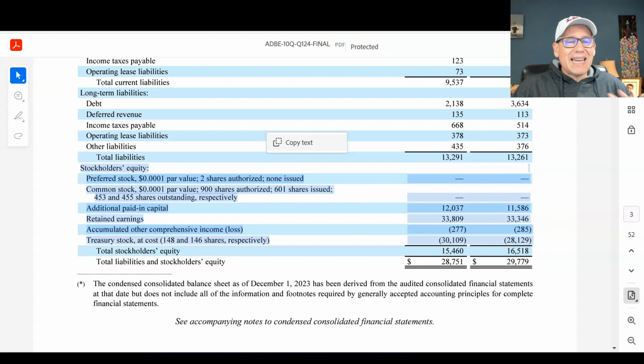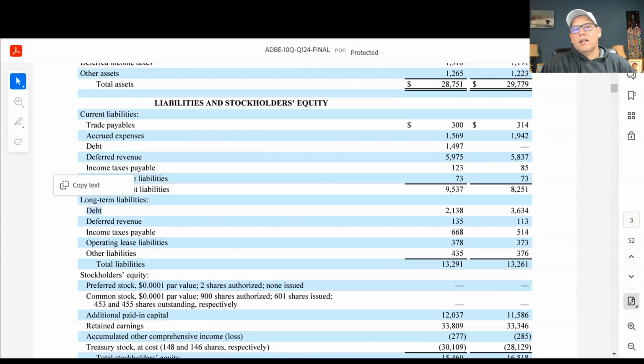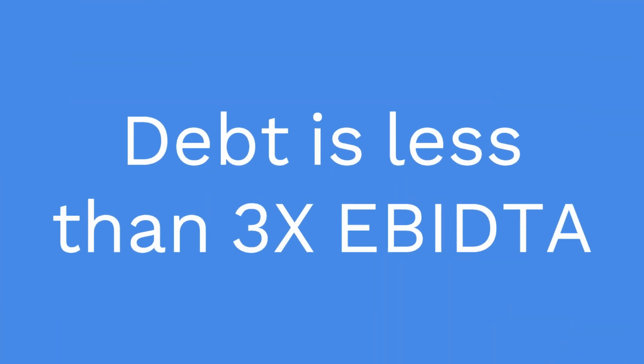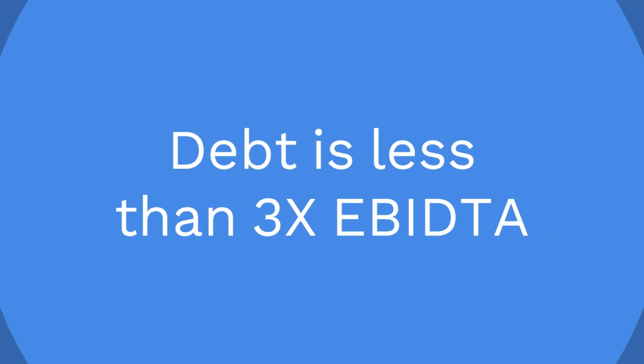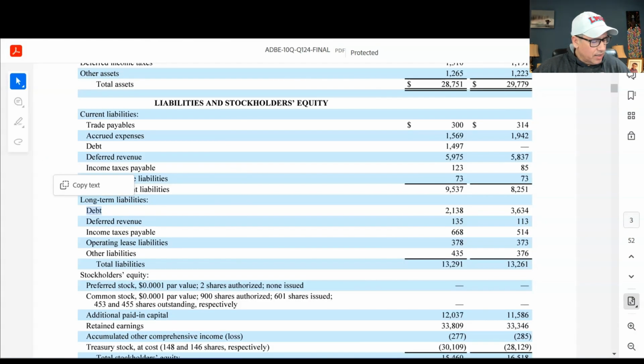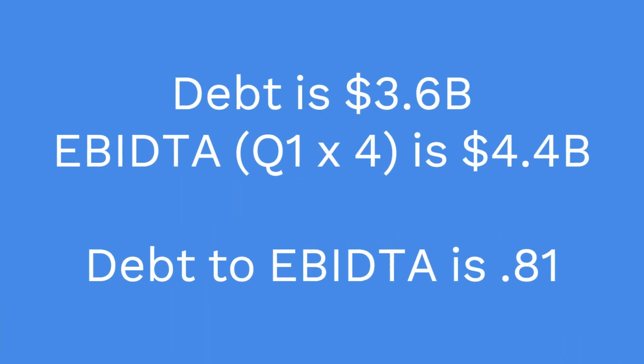Those are the two main items I'm looking for in the balance sheet. A ratio that I use as I make decisions to invest in a business is that I want debt to be less than 3 times EBITDA. Let's go through that calculation together on Adobe. The debt, we came up with $3.6 billion of debt. Now the EBITDA, which is actually produced in the income statement, is $4.4 billion.